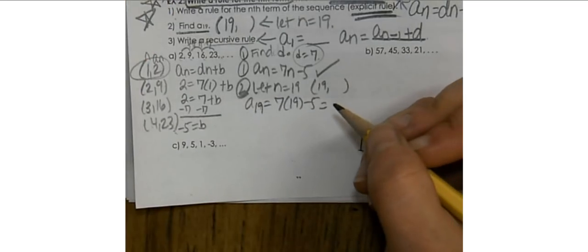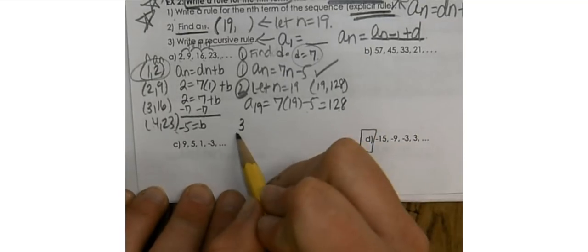The second thing that I need to do is identify what value is in the 19th position. So now I'm going to let n equal 19, and I'm going to identify the ordered pair 19 comma something. So a sub 19 is going to be equal to 7 times 19 minus 5. Use your calculator. 7 times 19 is not something that we work with all the time. 7 times 19 minus 5 is equal to 128. So 128 will go into that position. So cool, we found the 19th term is going to be 128.